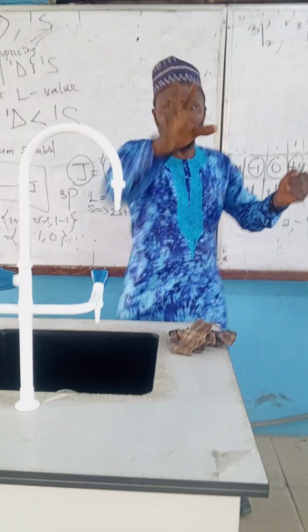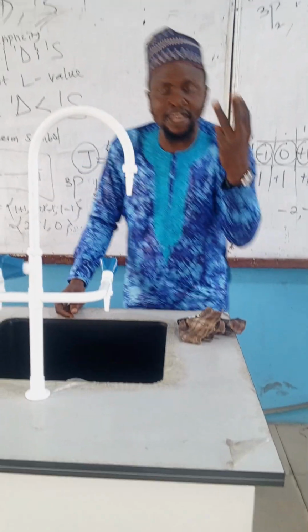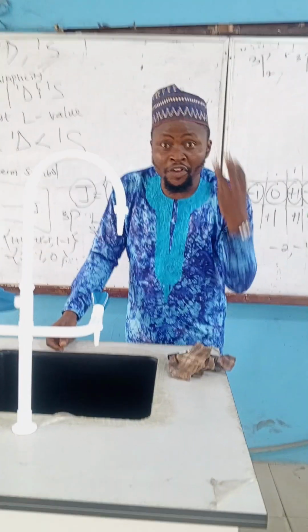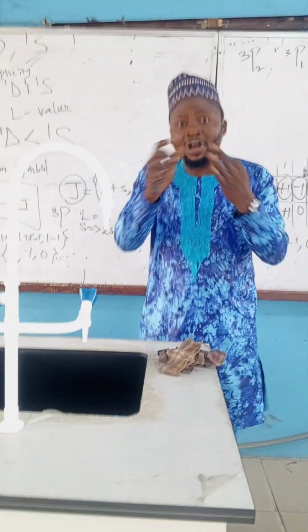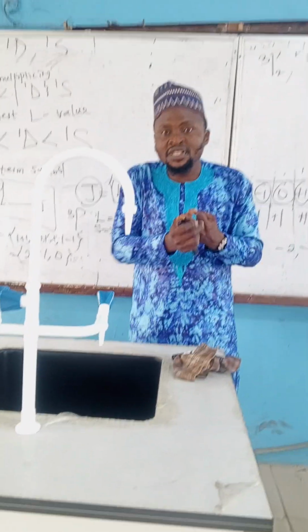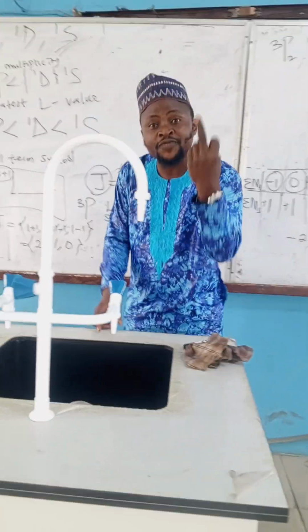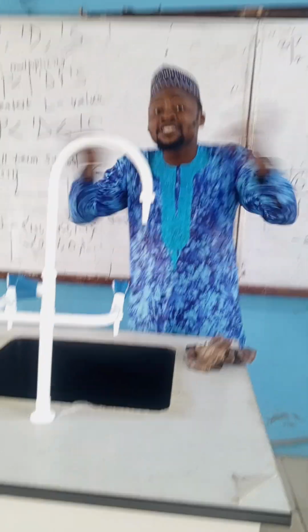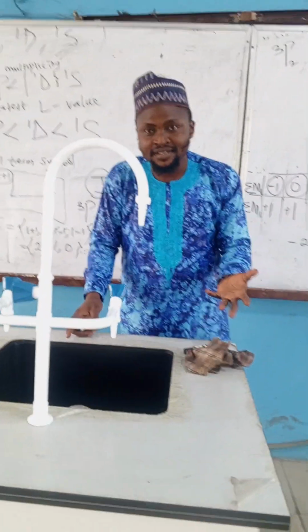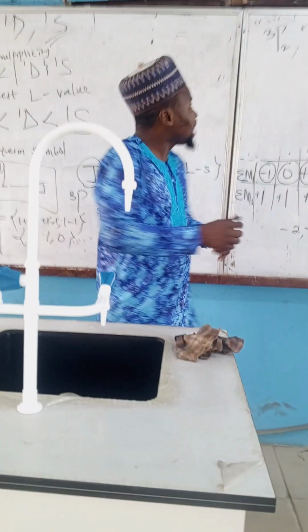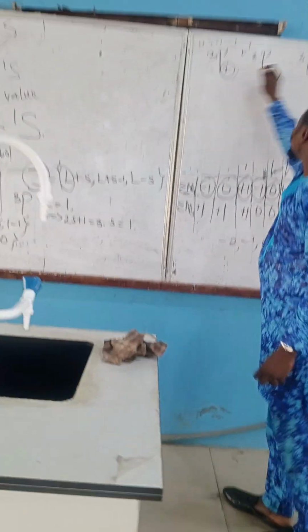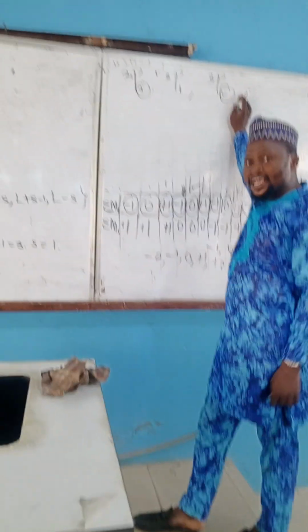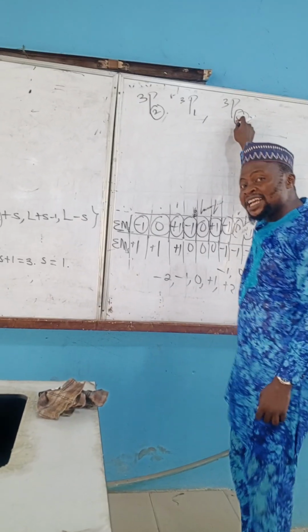Consider the 3 states of water, H2O. You have the solid phase, the liquid phase, and the gaseous phase. The least stable is the gaseous phase, isn't it? Because it is the most disorganized. This is the least disorganized, and the least disorganized is the most stable.